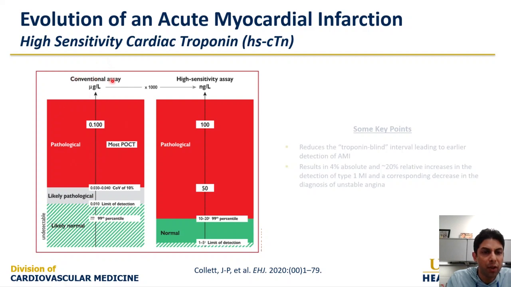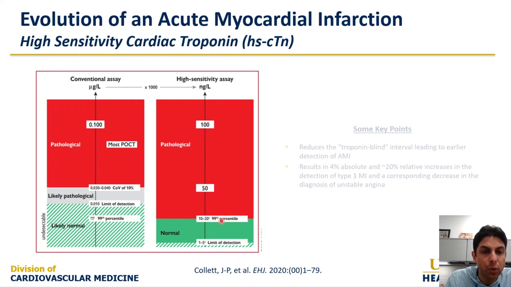Now, when we go from a conventional assay, the units are different. They are 1,000-fold higher as far as the units, and we use nanograms per liter. With the high sensitivity assay, we're able to detect in this normal range what the troponins are doing. And if we see an increase of even 4 nanograms per liter, that's a rise that we get concerned about. Shown here is that the limit of detection, depending on the assay, ranges from 1 to 5 nanograms per liter, which is remarkable compared to the old assays.